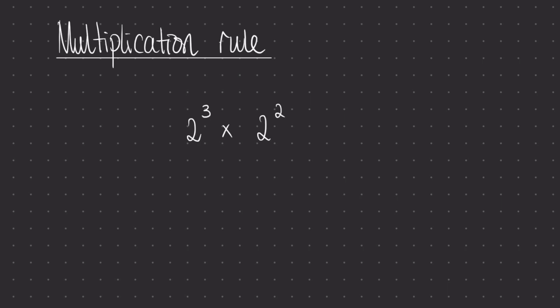Now we could write this out as a long multiplication of a load of 2's. So for 2 to the power of 3, that would be 2 times 2 times 2. And of course 2 to the power of 2 is 2 times 2. So we can see that we have 5 2's being multiplied together, and we know that we can simplify this by writing it as 2 to the power of 5. So when we're multiplying 2 to the power of 3 and 2 to the power of 2, in effect what we're doing is adding the powers together.